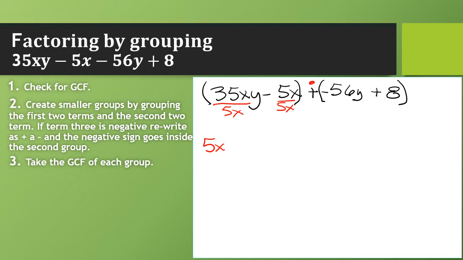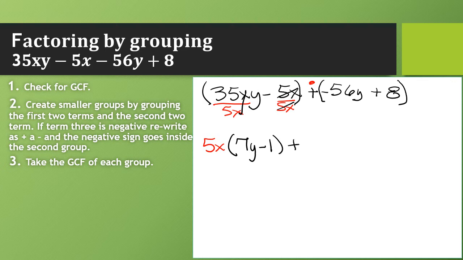So when I take out that 5x, 35 divided by 5 is 7. The x is reduced down to 1 and leaves me with a y, minus 5x over 5x, those reduce to 1, so I have 7y minus 1, and then I have a plus.